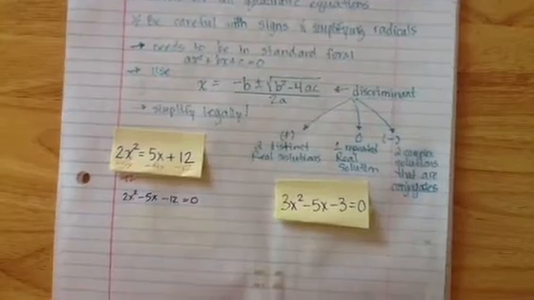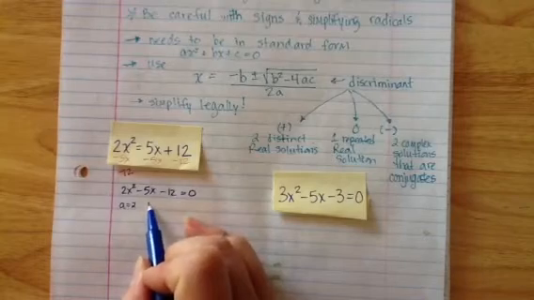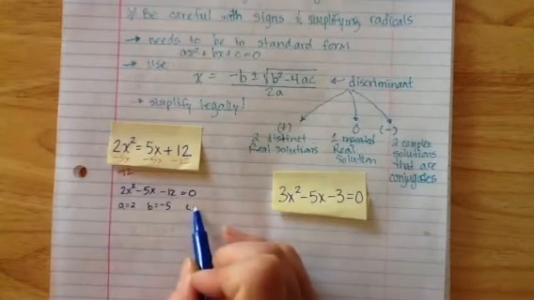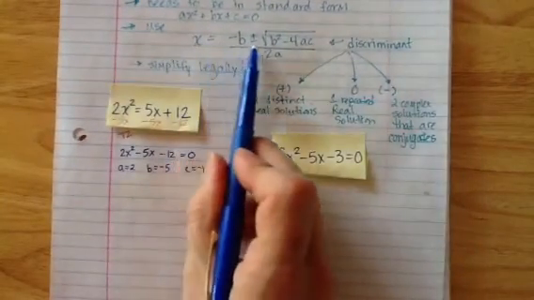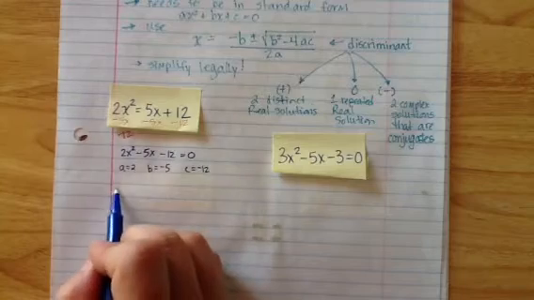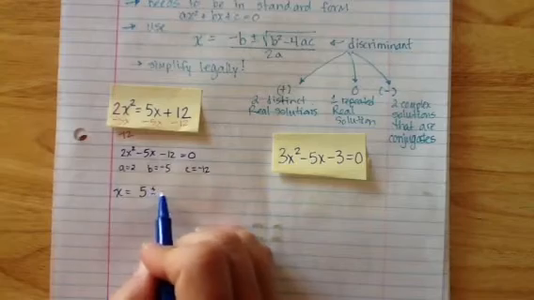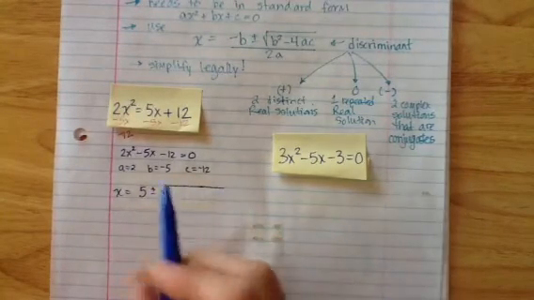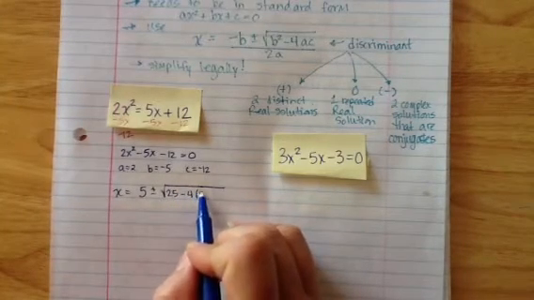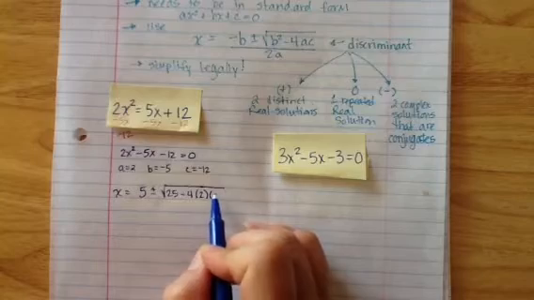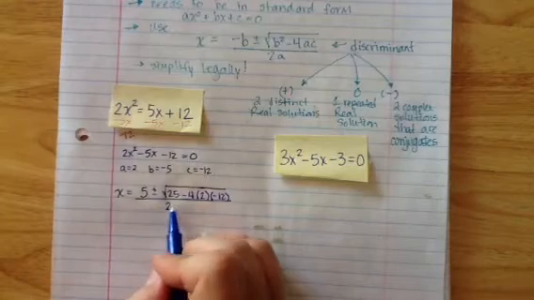And then we need to use the quadratic formula. So we'll need to identify that a is 2, b is negative 5, and c is negative 12. Then we'll work through that quadratic formula that's right there. So x equals the opposite of b, which will be positive 5, plus or minus the square root of b squared, so negative 5 squared, which is 25, minus 4 times a, which is 2, times c, which is negative 12, and then all divided by 2 times a.